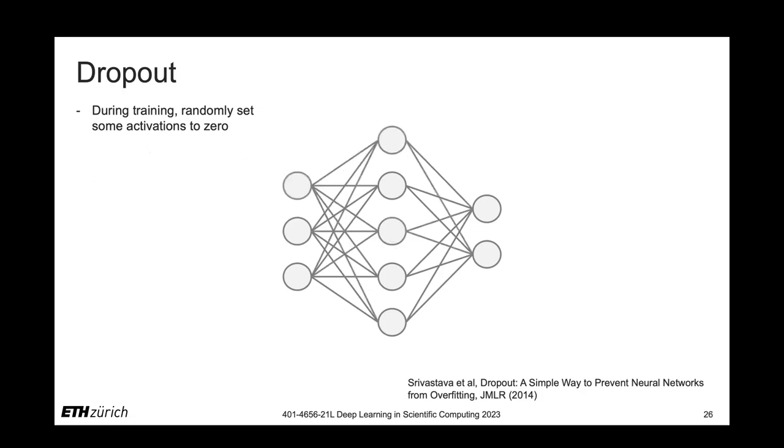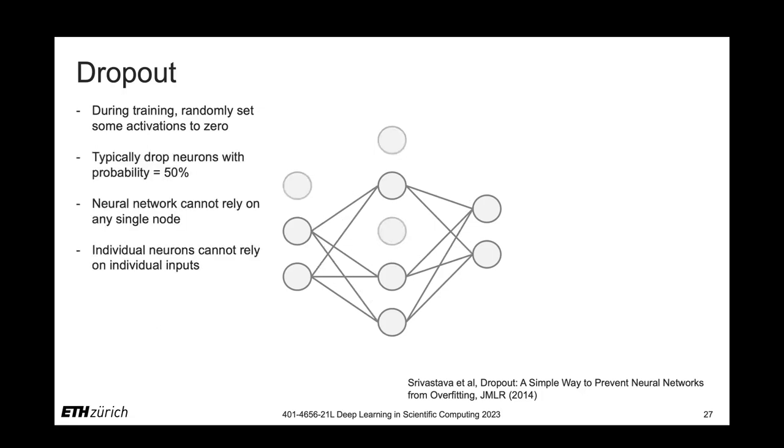So what does that do at the end of the day when you've trained the full neural network? It means that each neuron can't rely on a single neuron before it, because that could have been dropped out randomly in some training steps. And conversely, it also means the neural network can't rely on a single neuron.